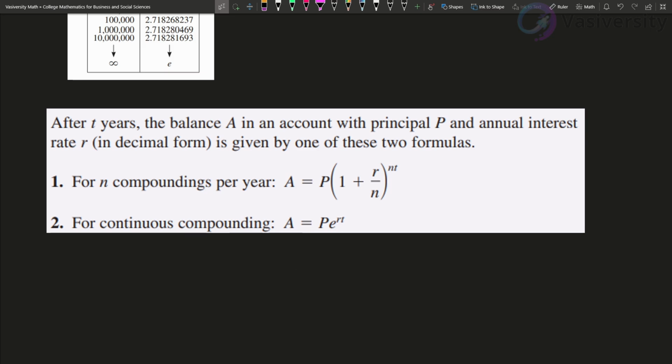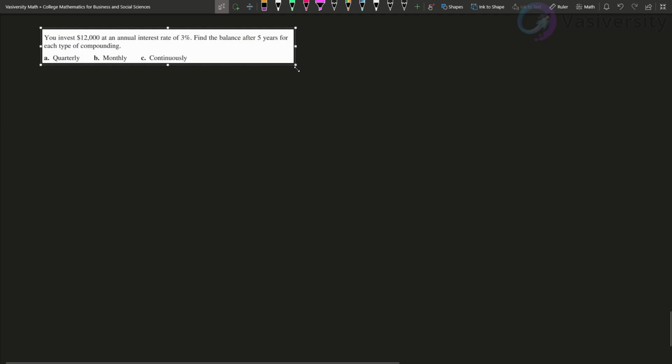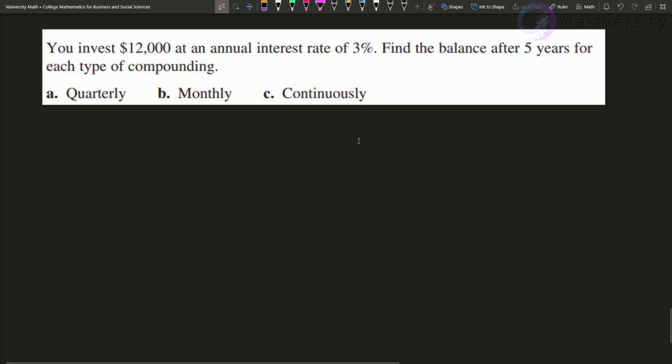Okay, so we can take a look at the following problem. We want to invest $12,000 at the annual rate of 3% and find the balance after 5 years for each type of compounding: quarterly, monthly, and continuously. For part A, we want to do it quarterly. How many quarters do we have in a year? 4 quarters. So n is equal to 4, and we want time to be 5 years.